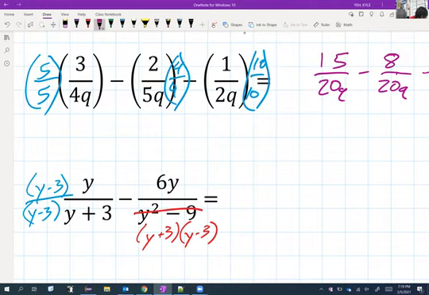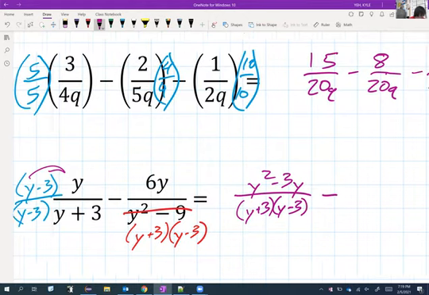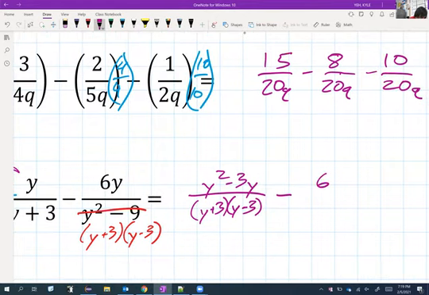So y squared minus 3y over, and I'm just going to write them in the same order, y plus 3, y minus 3, minus 6y, we didn't multiply that one by anything, y plus 3, y minus 3.